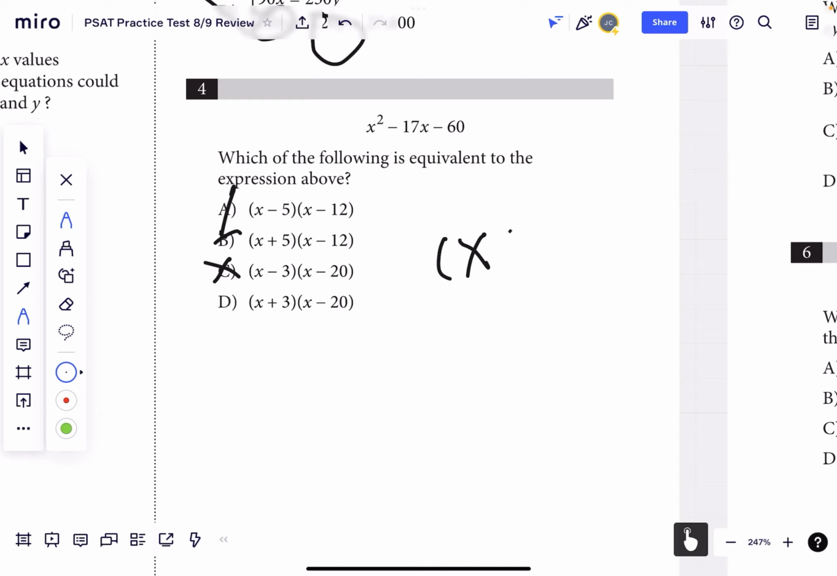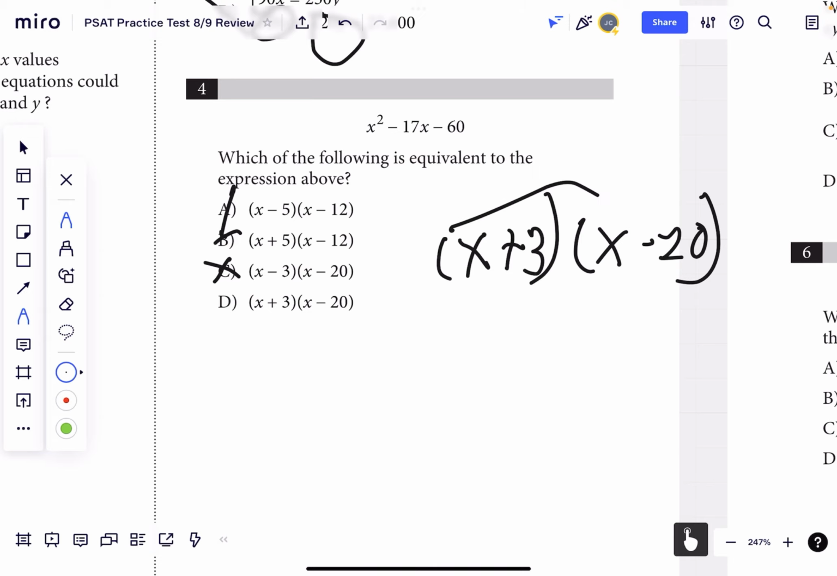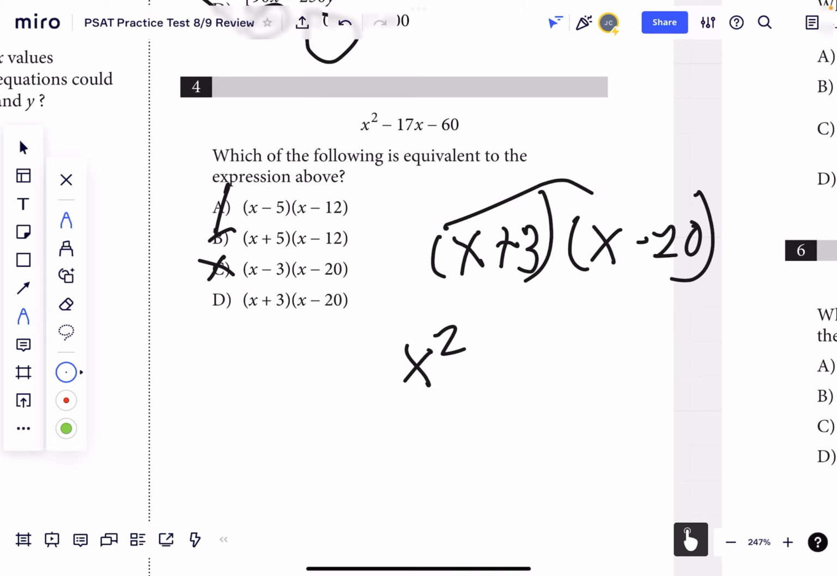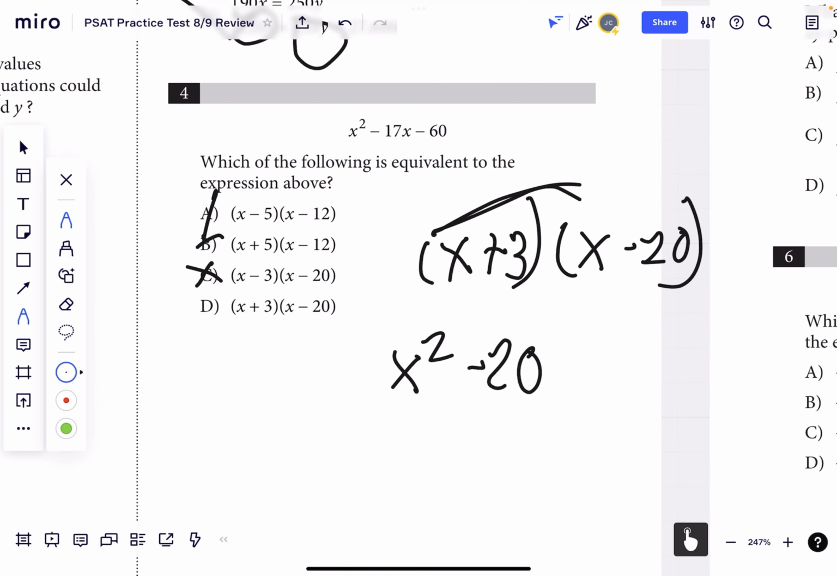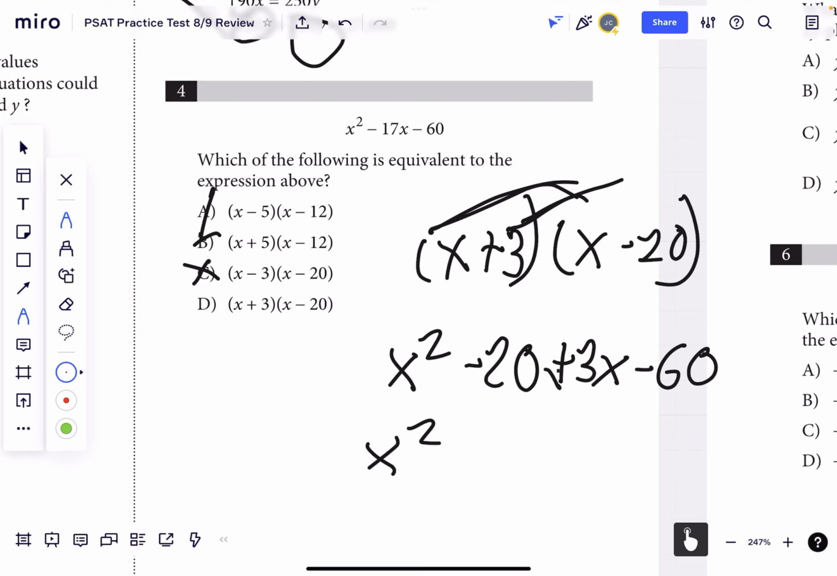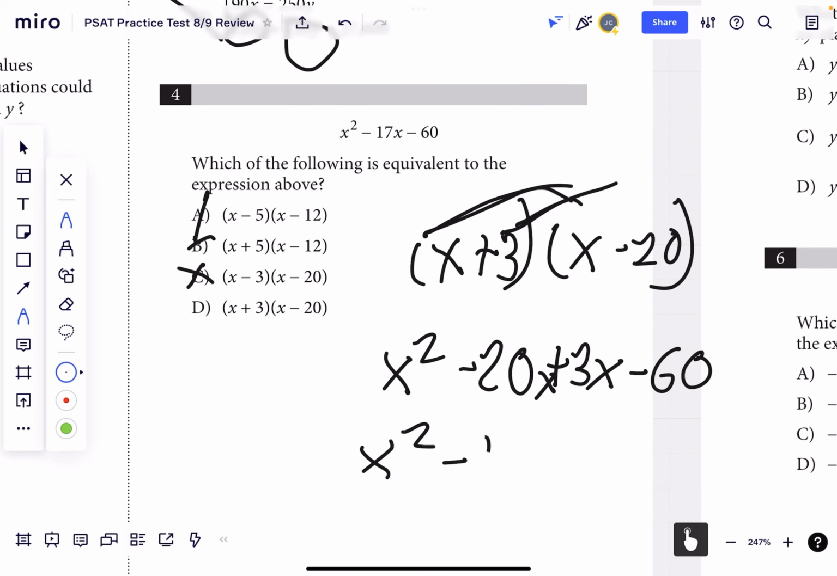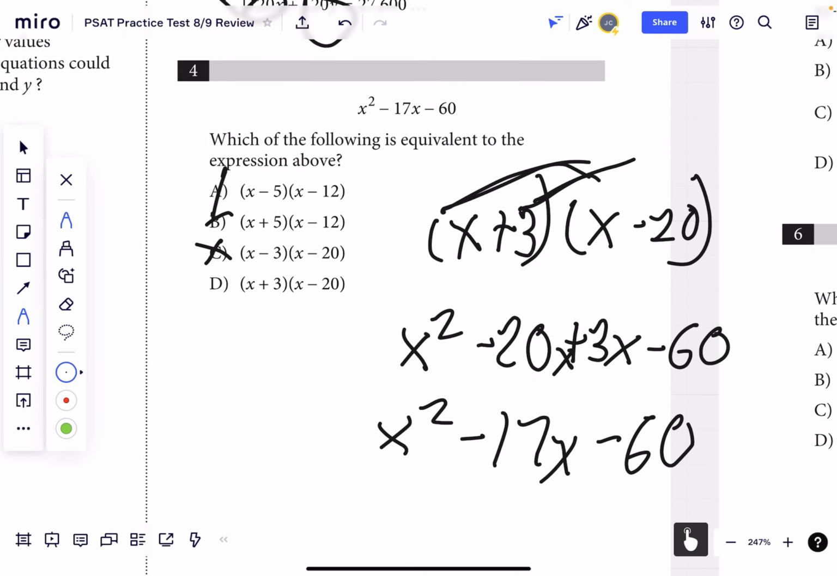So now we're going to do x plus 3, x minus 20. So we do x times x is x squared. Then we do x times negative 20, so minus 20x. Then we do 3 times x, so plus 3x. Minus 3 times negative 20 is negative 60. So we do x squared. Oh, this is x, so don't forget to put your x. Minus 17x minus 60. And that is our answer. So our answer is D.